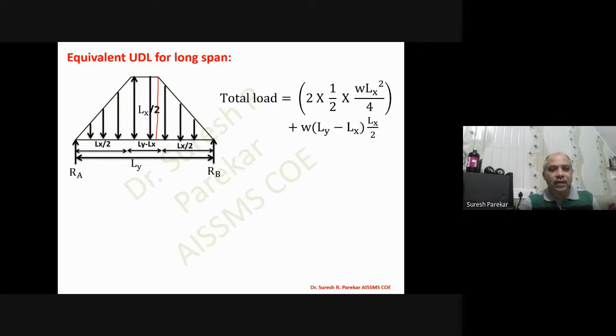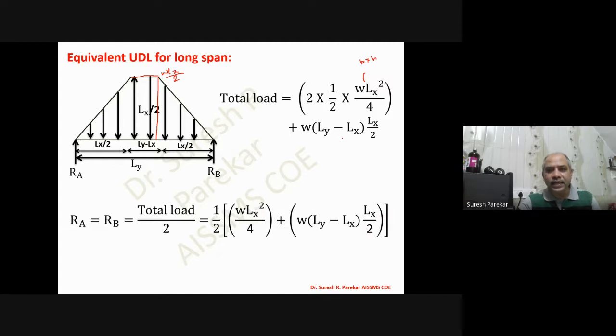We have this triangle: 1 half into WLx by 2 into Lx by 2, which gives WLx square by 4. So this is B into H. We have H the same, that is WLx by 2, and B is Lx by 2. So this becomes WLx square by 4. Plus we have the rectangle, WLx by 2 into its distance, which is Ly minus Lx.